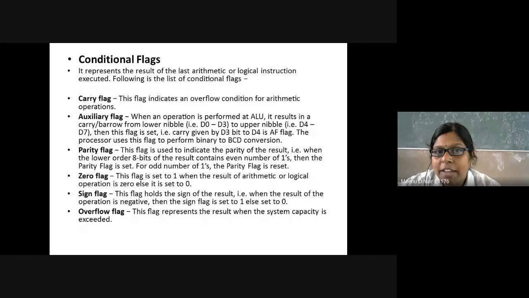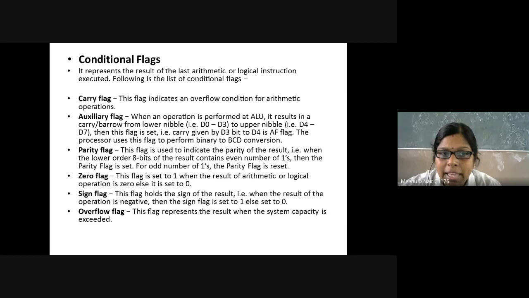What is a conditional flag? It works based on the operation of the ALU. Whatever output is received in the ALU, you have the conditional flag. Conditional flags are of 6 types: carry, auxiliary carry, parity, zero, sign, and overflow.